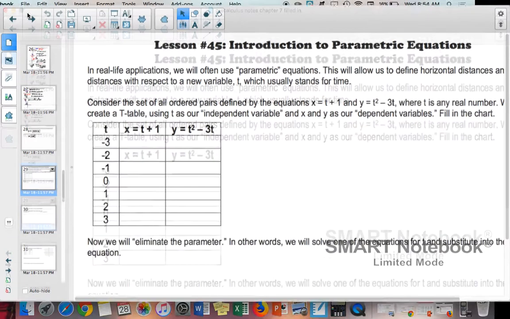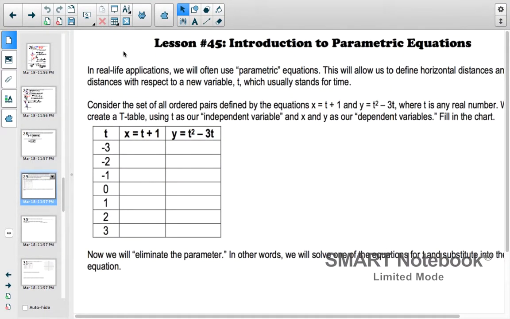Right, so in real life applications, we often use something called parametric equations. Parametric equations allow us to write x equations and y equations in terms of another variable, usually t for time. Okay, so if I'm launching something into the air, I think I'm an example of a human cannonball, there's going to be a certain time that it takes to travel horizontally, and a certain time vertically.